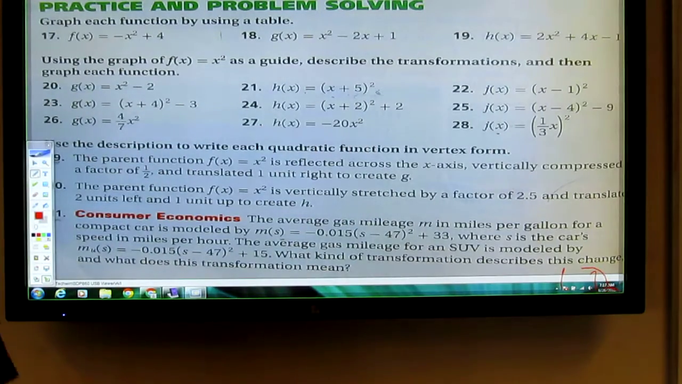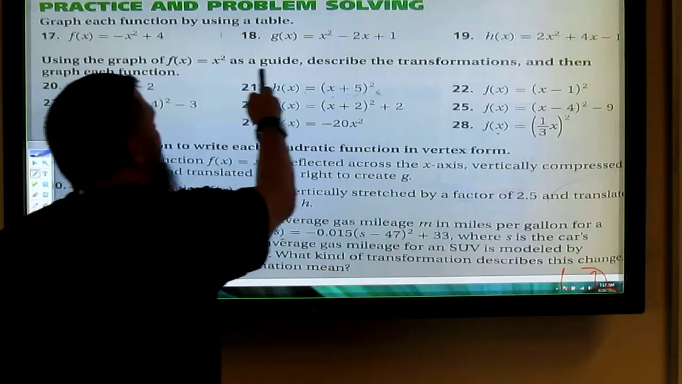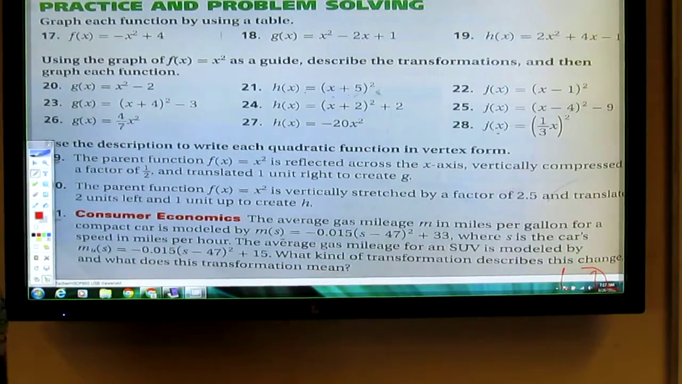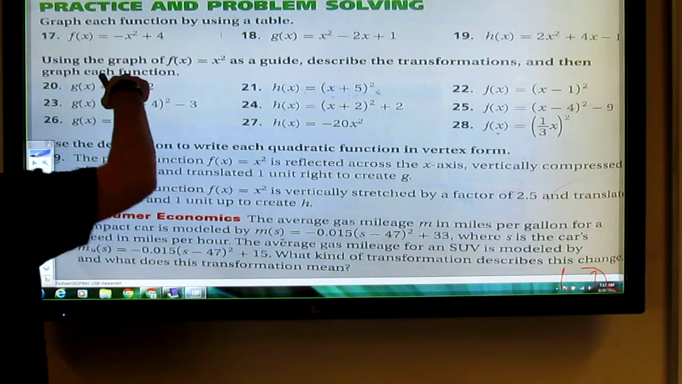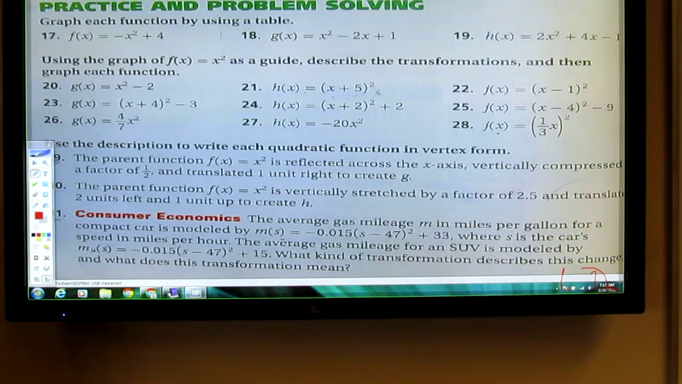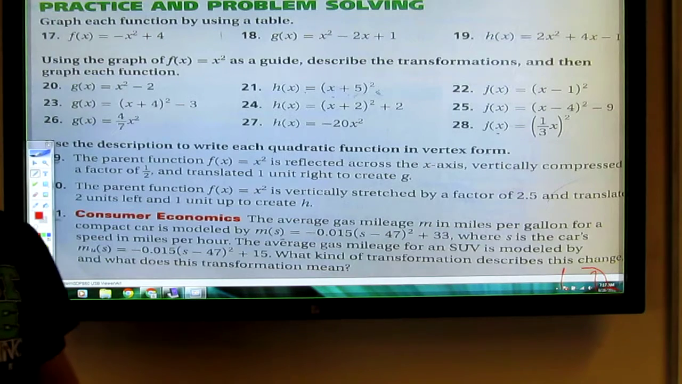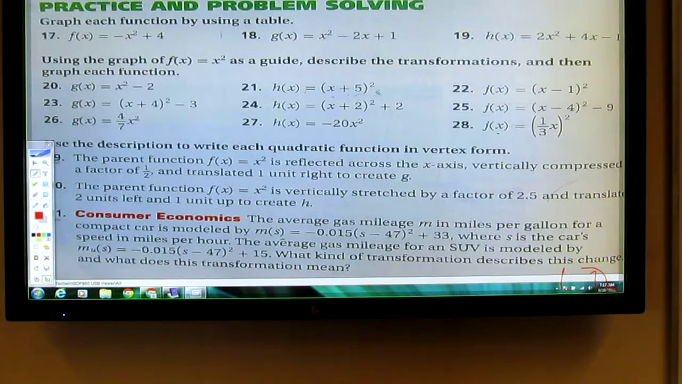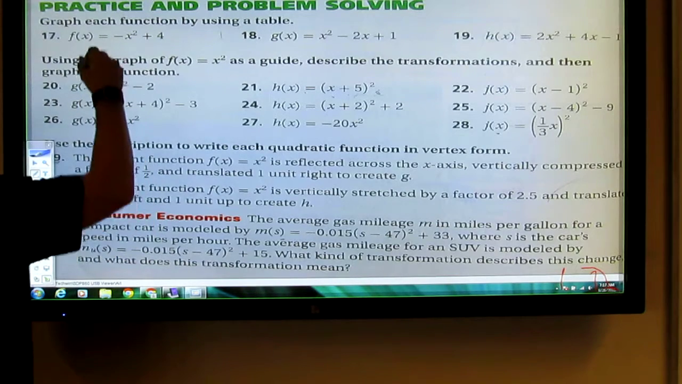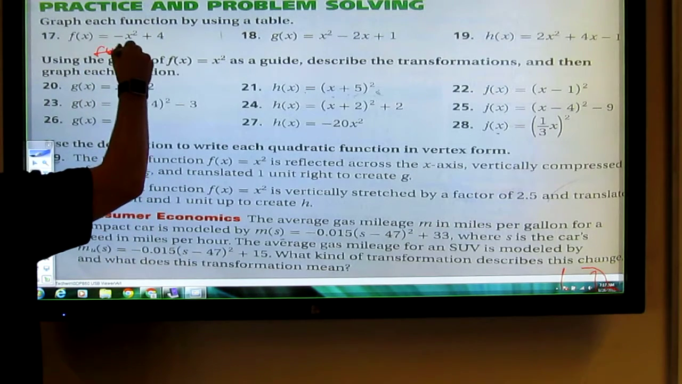So, what we're trying to do is describe the function, right? And describe the transformation that's going on here. Okay? Is this inside the box? Right? Is it inside the box? And a lot of people think it is inside the box. But it's not. Remember, the function, what is the parent function? The parent function is f of x equals x squared.